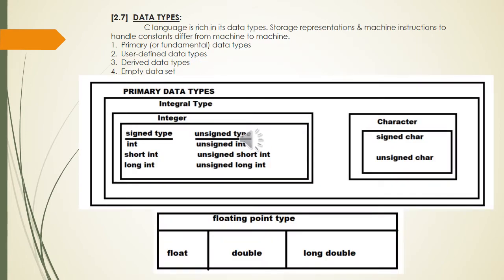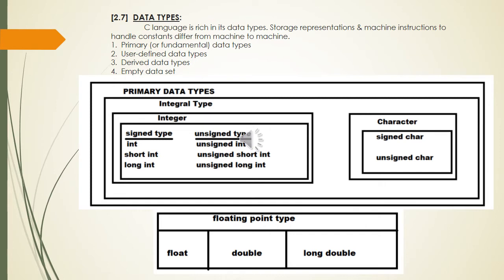Now come to the data types. C language is rich in its data types. Storage representation and machine instructions to handle constants differ from machine to machine. There are 4 types of data types: primary or fundamental data types, user defined data types, derived data types, and the empty data set. In primary data types, again integer and character.